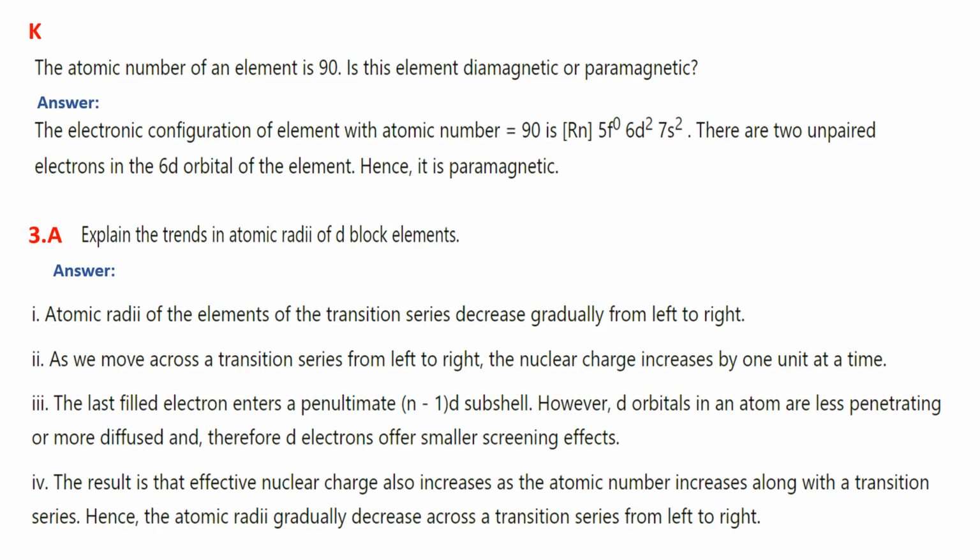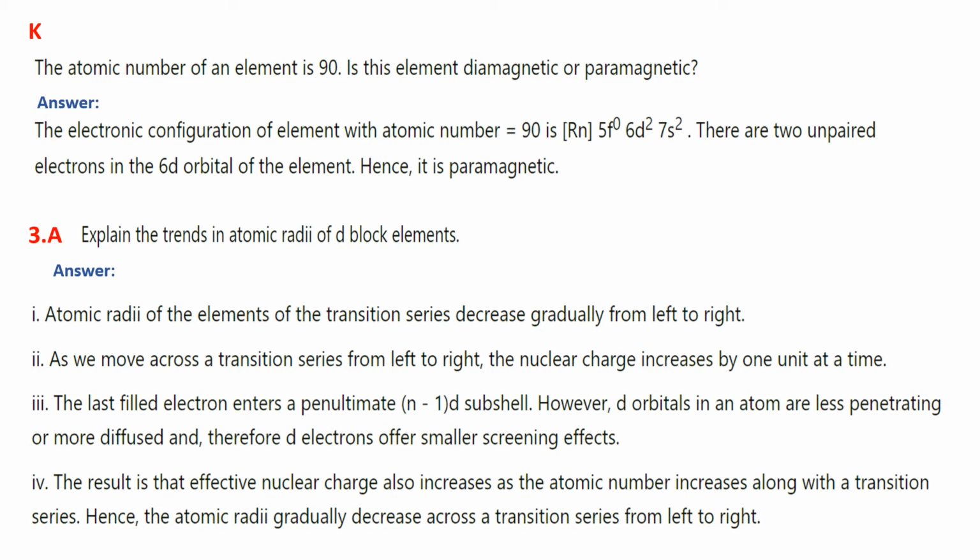Next question. Explain the trends in atomic radii of d block elements. Answer. Atomic radii of the elements of the transition series decrease gradually from left to right. We have seen lanthanide contraction. As we move across the transition series from left to right, the nuclear charge increases by 1 unit at a time. The last filled electron enters the penultimate (n-1) d subshell.